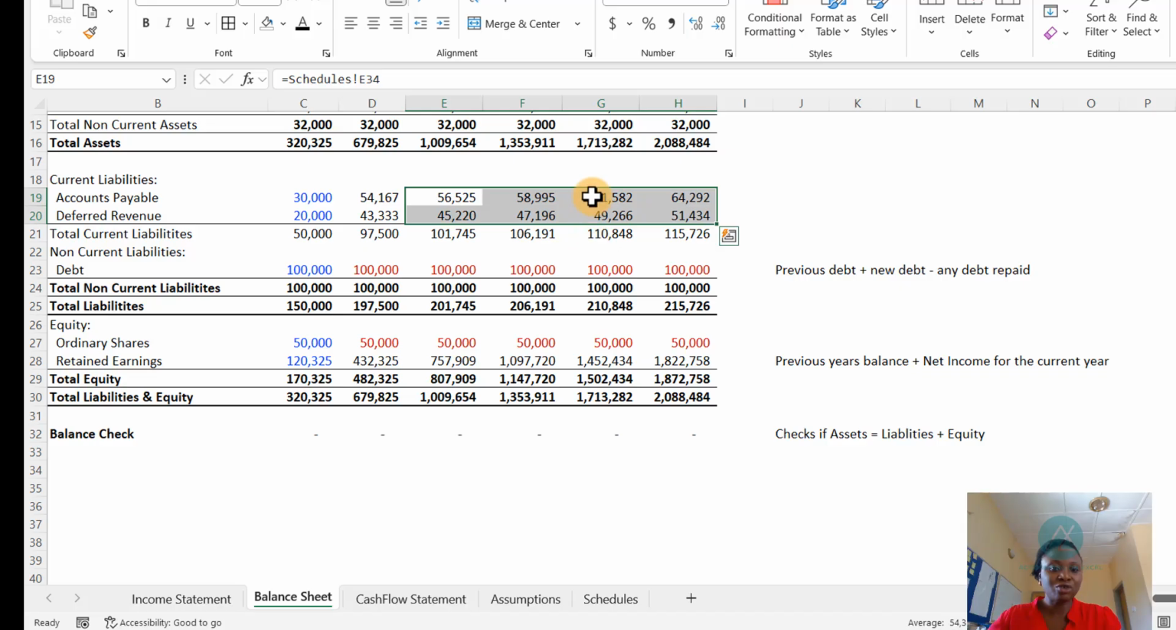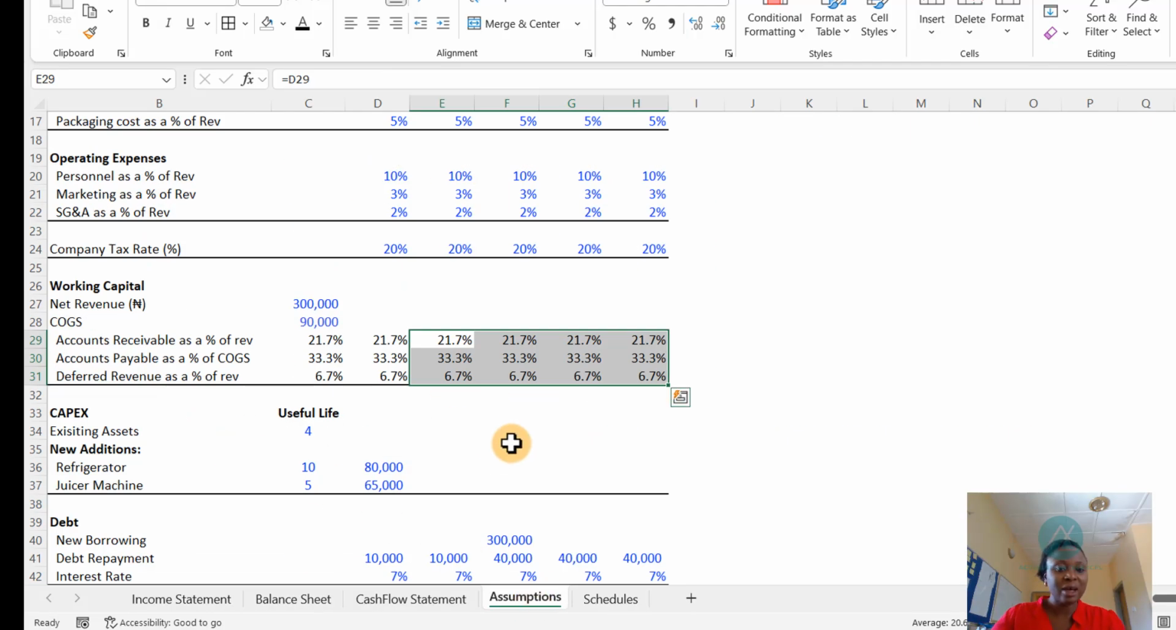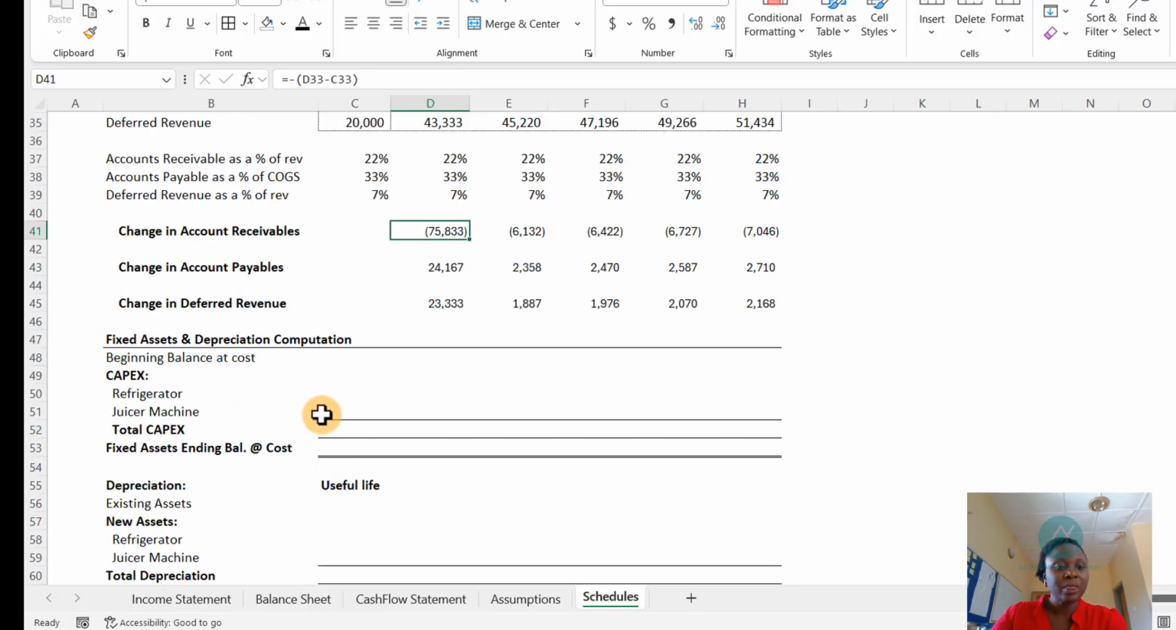So this is something I want you to take note of while you are linking. So we are done with this assumption, the working capital, we're done with the calculation. Let's go to capex, which is our fixed assets and depreciation. Now, from the assumption, we are given that the useful life for the existing assets is 4 years, and new additions, that's the new capital expenditure that was made, is refrigerator 80,000 and juicer machine 65,000, with respective useful lives of 10 years and 5 years. So this is what we require to make our computation for fixed assets.